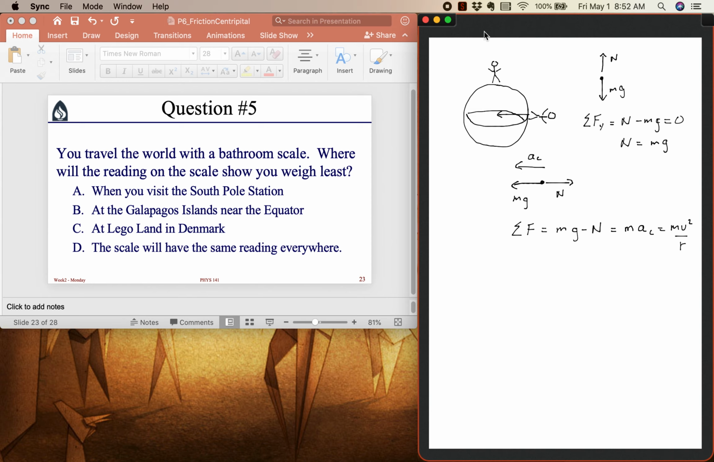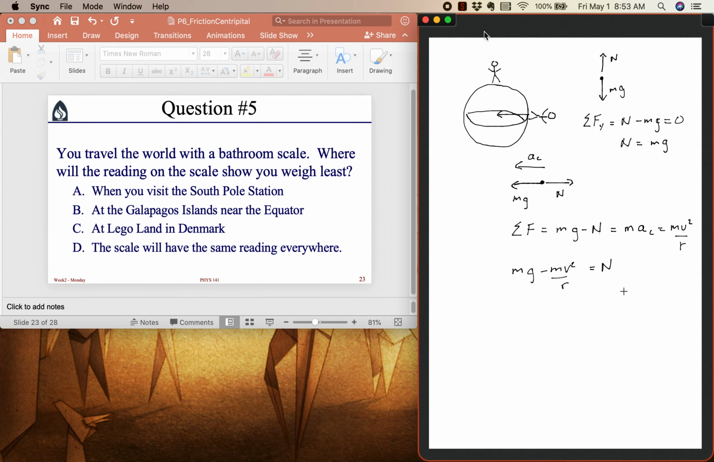Now since you are accelerating, because you are traveling in a circle, there is this acceleration to contend with. So if we solve for the normal force, pull the N to the other side of the equation, the normal force is going to be equal to mg minus mv squared over r. So the normal force will now be a little bit less than your weight. So the scale will show that you weigh less at the equator than you do at the North Pole.